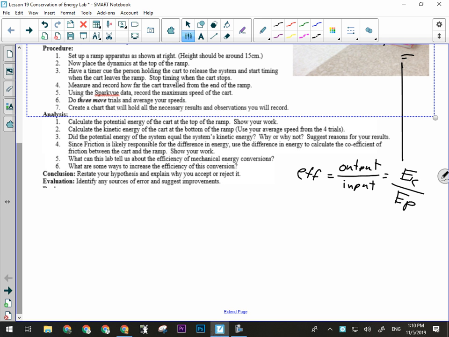Right? Conclusion, same as always, copy paste your hypothesis, using your data, explain whether it was right or wrong. Okay? And then evaluation, sources of error, suggest improvements. Okay, we know we're using these tracks, we know there's some flaws with the tracks that we can name, and identify and suggest improvements for. Okay. Questions on what we're doing?